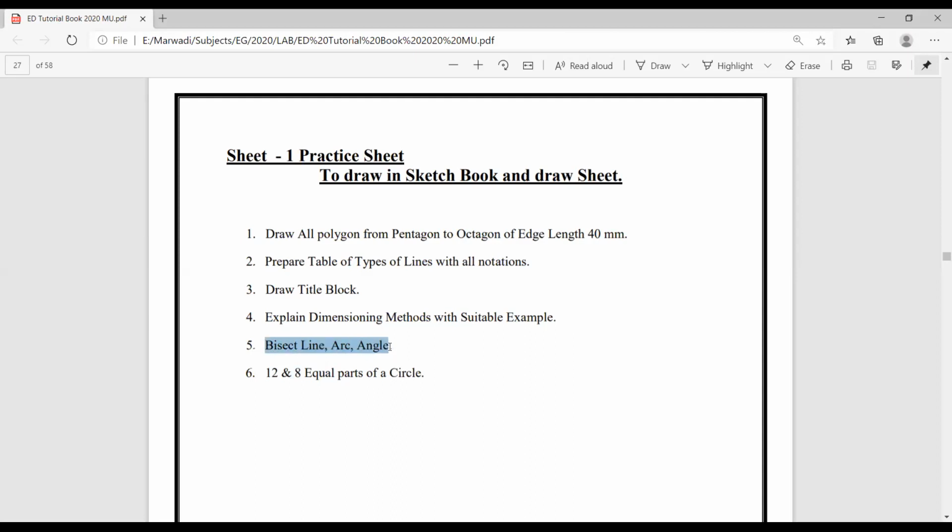Okay, bisection, first of all, what is the bisection? Bisection is actually dividing anything into two equal parts, exactly, not different parts, but two equal parts. We can do it with the help of a scale very easily, but we want to learn the standard procedure in engineering graphics. So first of all, we'll start with the bisection of line, then the bisection of arc, then the bisection of angle. Okay, we will see one by one.